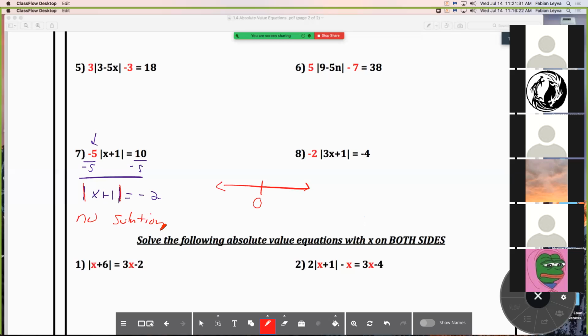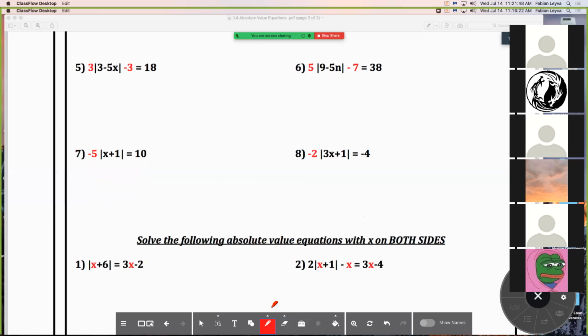You can do the math and the numbers will work out to something, but if you go back to the definition, it won't work. So keep a lookout for those problems. If you ever end up with an absolute value equal to a negative, just say it's a no solution.